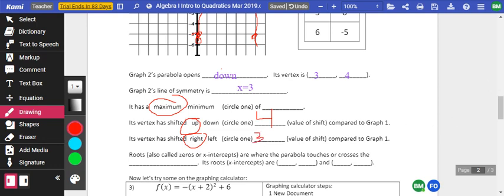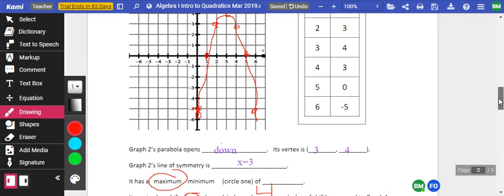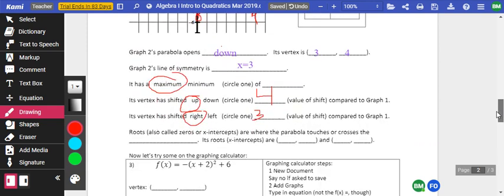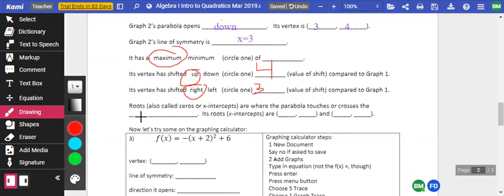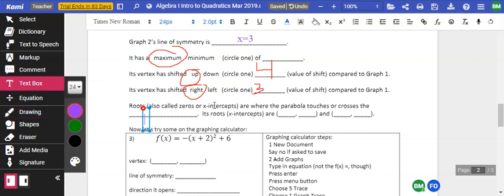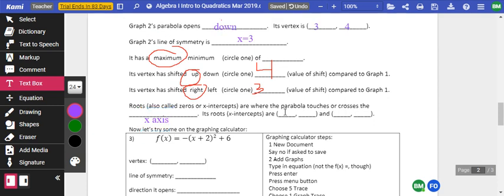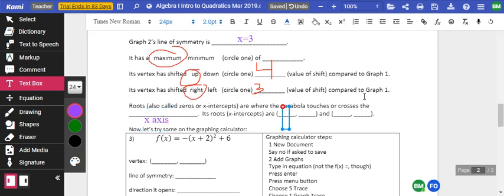Okay? Roots, that's where it crosses the x-axis. Those are really, really important. We often call them the solutions as well. It's where it crosses the x-axis, which is what's actually here. And here my roots are (1, 0) and (5, 0). It'll always be a 0 for the y value, and we're just looking for x.